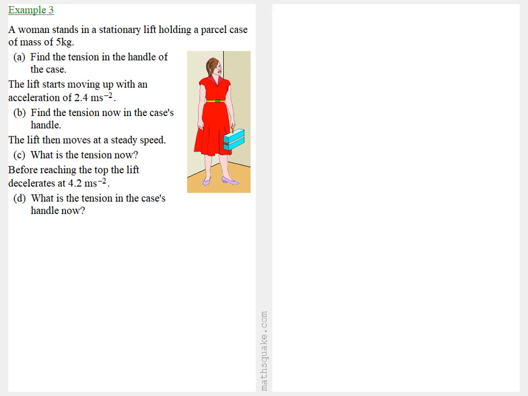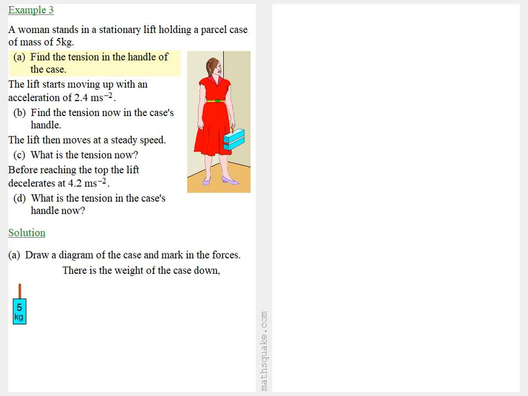Let's look at one more example, example 3. A woman stands in a stationary lift holding a parcel case of mass 5 kg. In part A, we're asked to find the tension in the handle of the case. Well, to solve this, draw a diagram of the case and mark in the forces. There is the weight of the case down, that is 5g, and the tension up.